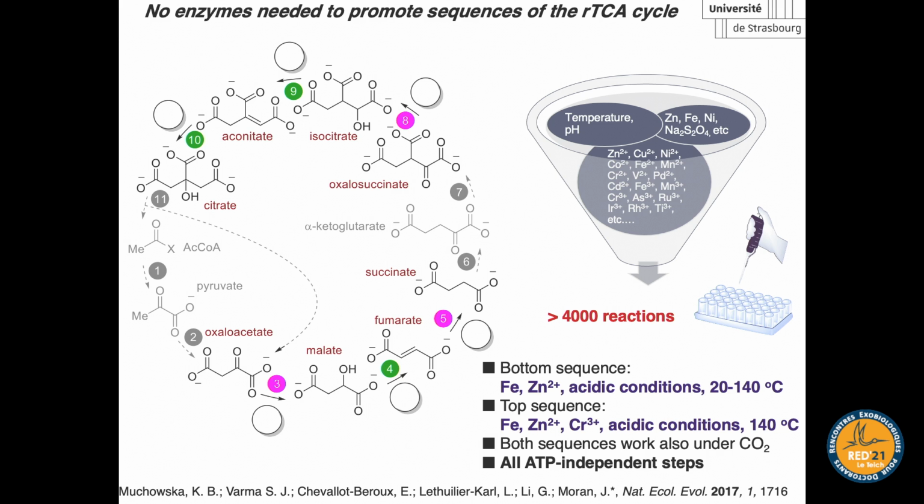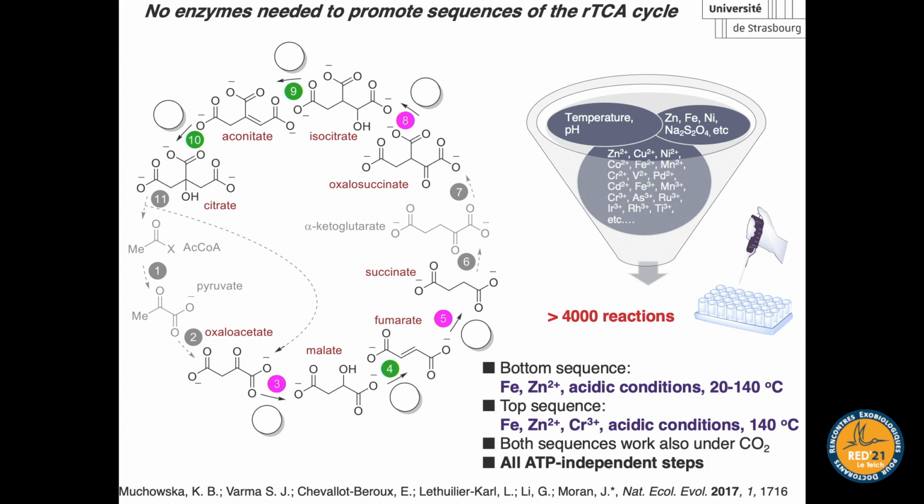So in our work on the rTCA cycle, we started with the irreversible reductions, so you can see them as the magenta, sort of red blobs. These are irreversible reductions. So we use these irreversible reductions to try and push the reversible hydration reactions, which are shown in green. So first of all, focus on the bottom part of the cycle.